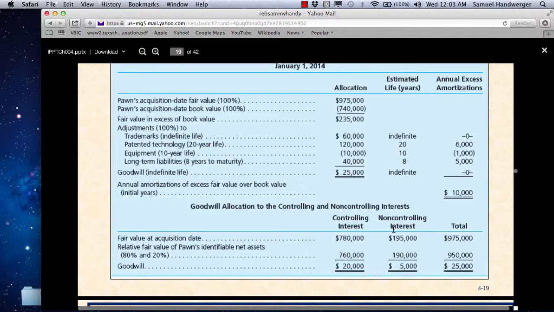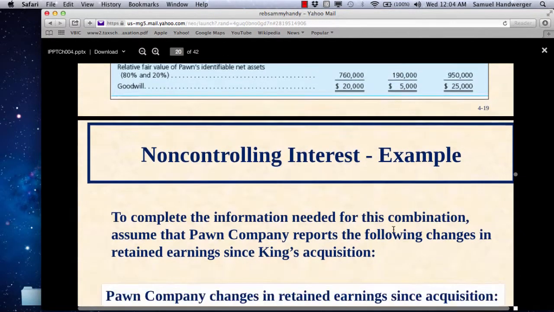How does the goodwill break down between the controlling and the non-controlling interest? Here, simply at this point in time, since there's no control premium, it's a pro rata proportionate share of the $25,000. 80% belongs to the controlling interest and 20% to the non-controlling interest. Pretty simple.